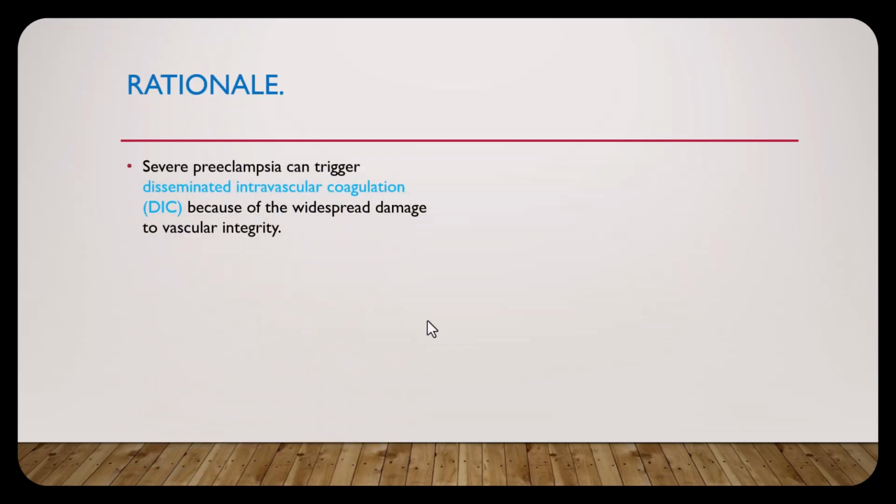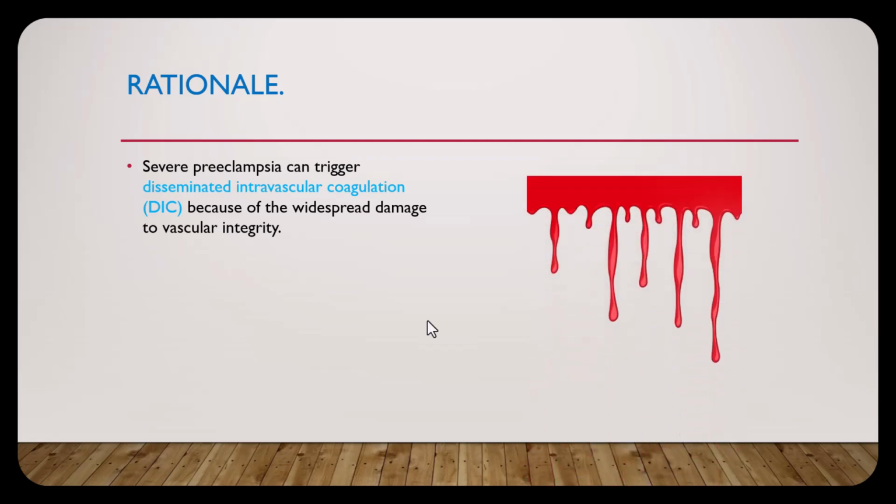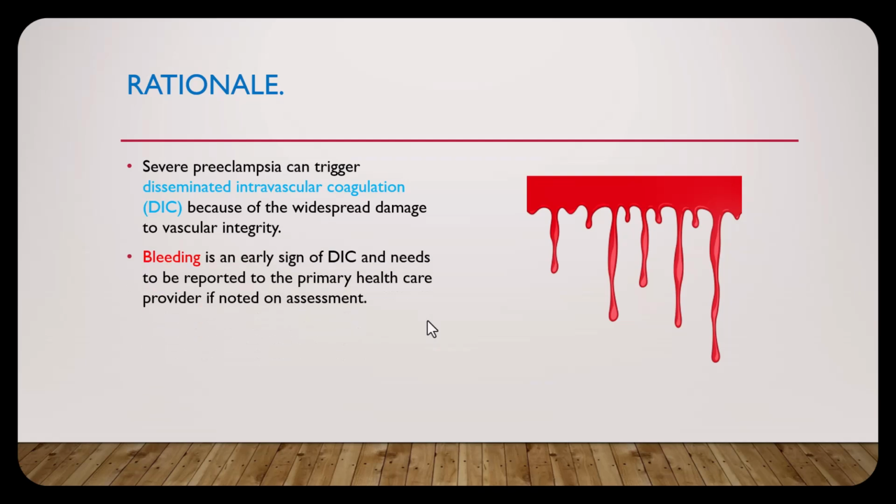Severe preeclampsia can trigger disseminated intravascular coagulation because of the widespread damage to vascular integrity. Bleeding is an early sign of disseminated intravascular coagulation and needs to be reported to the primary healthcare provider if noted on assessment. Finally, options A, B, and C are normal occurrences in the last trimester of pregnancy.